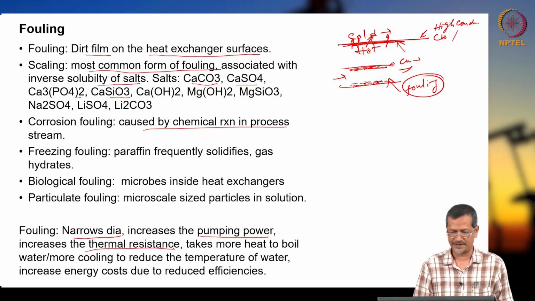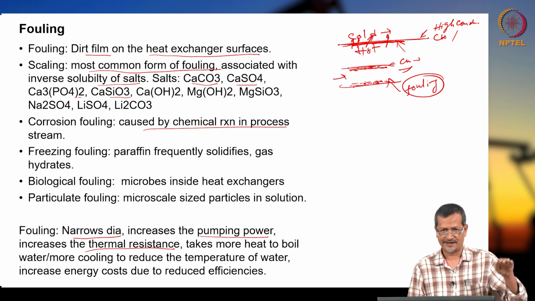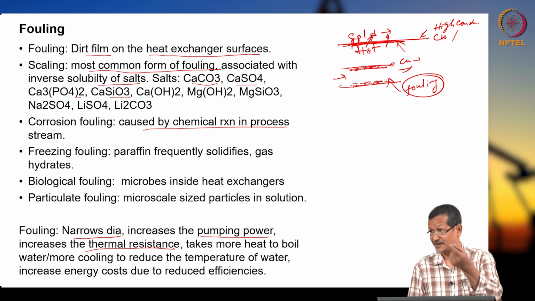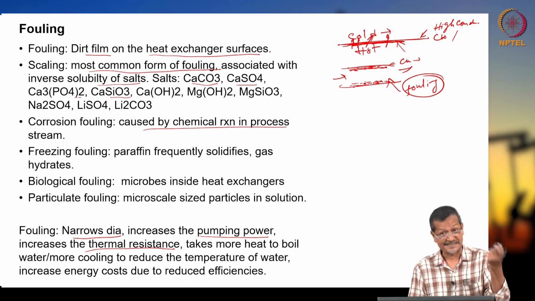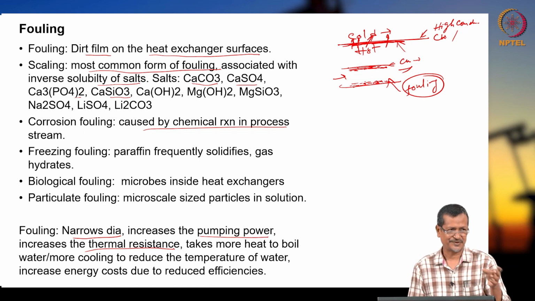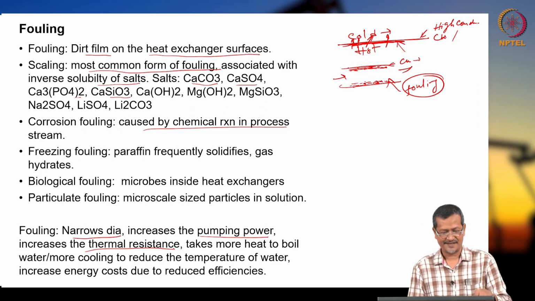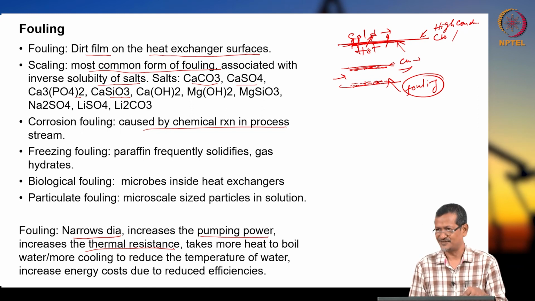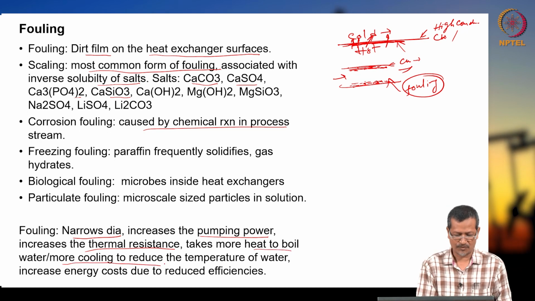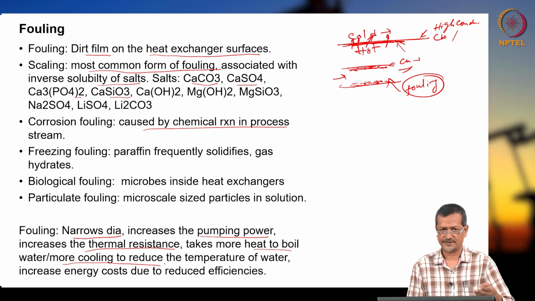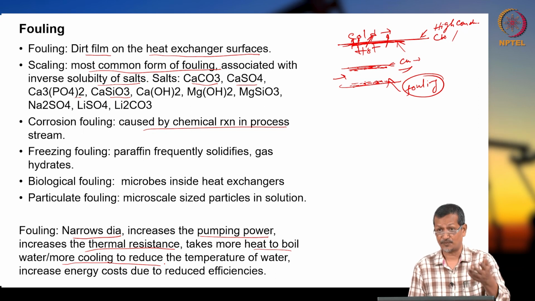Thermal resistance will be increasing. Thermal resistance increasing means that where deposition is there, its conductivity is lower than the actual metal conductivity. So it will be creating thermal resistance. Your purpose was to increase heat transfer rate, but this is not helping. Okay, this is opposing heat transfer. Then it takes more heat to boil water or more cooling. Okay, so more heat means heat transfer is not proper.